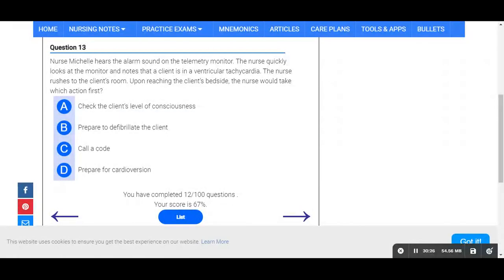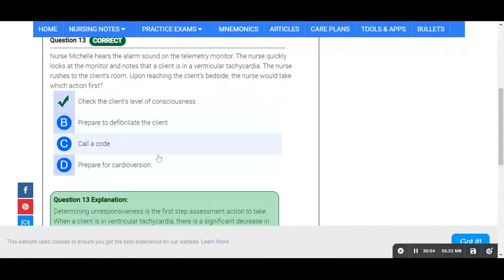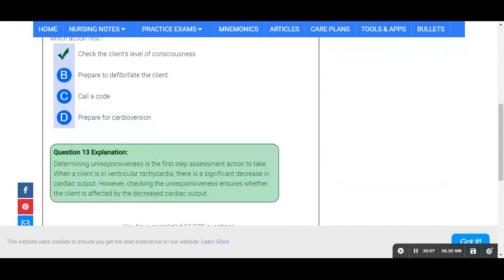The nurse quickly looks at the monitor and notes that a client is in ventricular tachycardia. The nurse rushes to the client's room. Upon reaching the client's bedside, the nurse would take which action first? Okay, take note, we have ventricular tachycardia. Check the client's level of consciousness. Yes, that's the first thing. Determining unresponsiveness is the first assessment action to take.